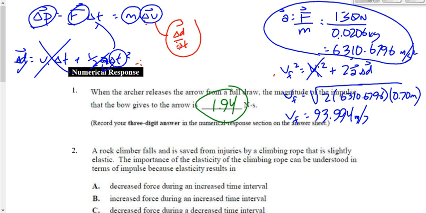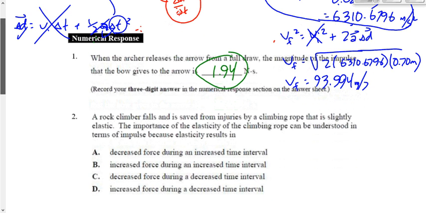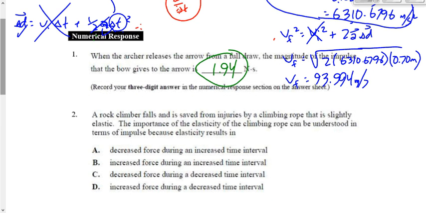One last question here, and this goes back to what we did yesterday as well. A rock climber falls and is saved from injuries by climbing a rope that's slightly elastic. The importance of the elasticity of the climbing rope can be understood in terms of impulse, because the elasticity does what? Well, when this person falls and comes to a stop, his or her impulse is predetermined. What do we want to do usually? Increase the stopping time, decrease the force. The answer is going to be A.